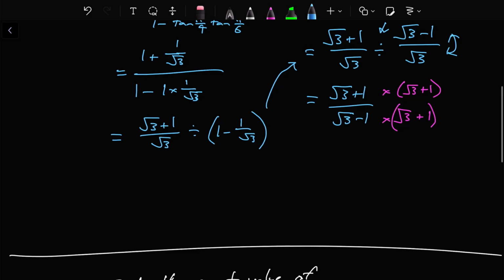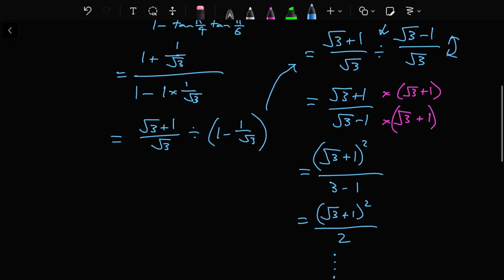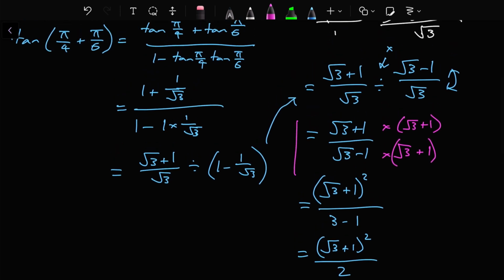We want to do a difference of perfect squares, which gets us root 3 plus 1 squared over 3 minus 1. Which is quite nice. Which equals, keep giving ourselves more space, equals root 3 plus 1 squared over 2. Okay, which is kind of nice. And then obviously you could keep going, but we're not going to. This is perfectly sufficient as an answer.